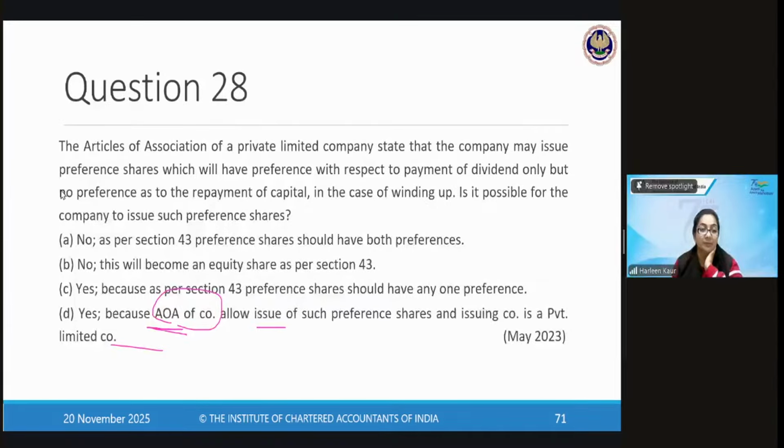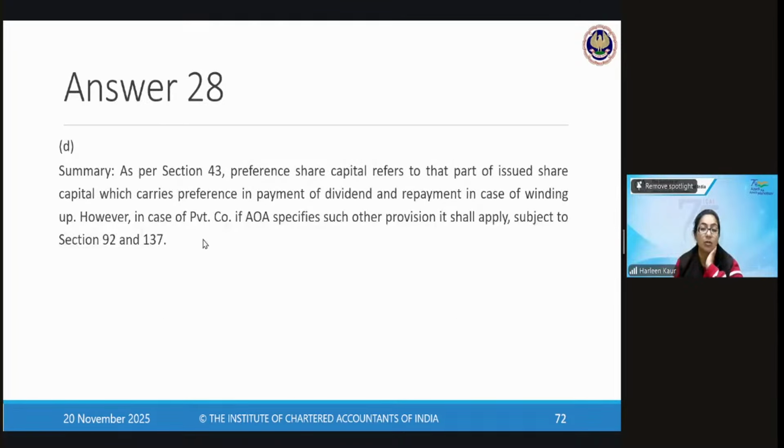All right. So D is the correct answer. Generally, it seems that yes, section 43, you have both the preferences, but as one of the exceptions, it's allowed to the private company, a startup private company, or the company which has not defaulted in section 92 and 137.